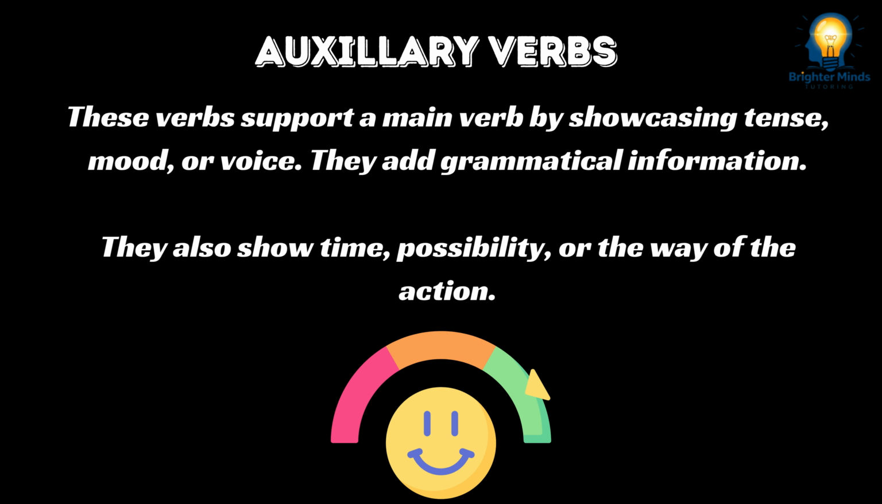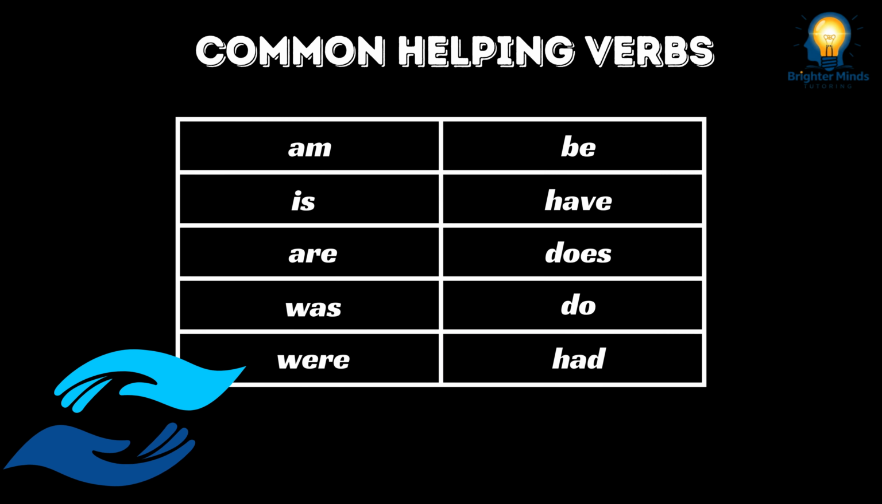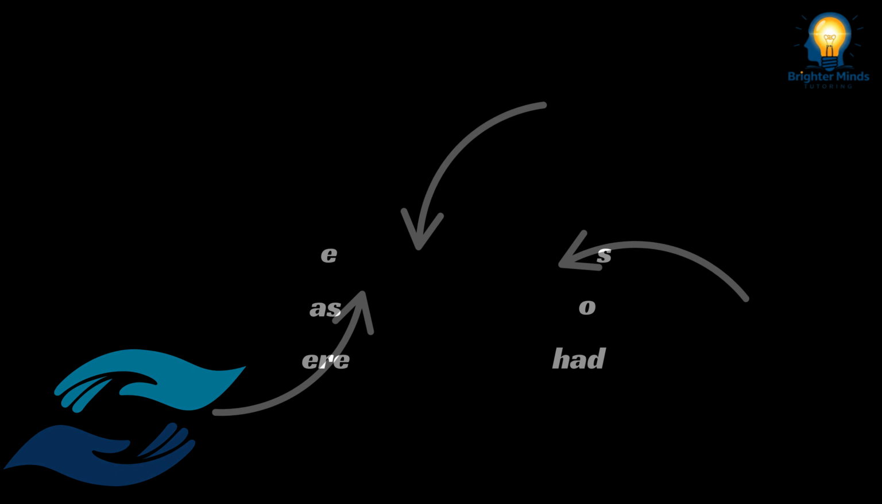Next are helping verbs, also known as auxiliary verbs. These verbs don't show action by themselves. Instead, they help the main verb by showing time, possibility, or the way something is happening. You can think of a helping verb as the sidekick that supports the main hero, the main verb. Some common helping verbs are as follows. Now, let's take an example.